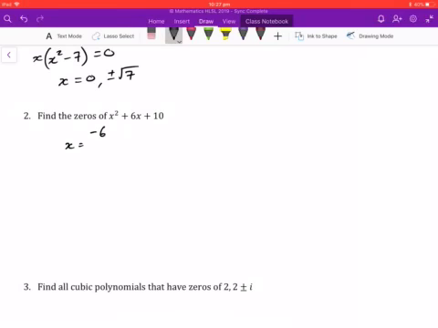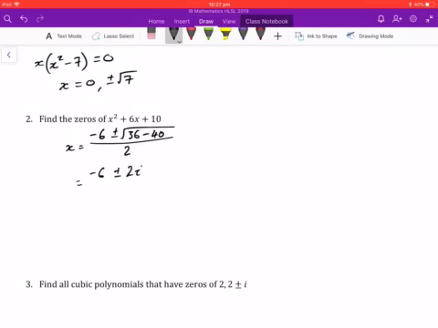x is equal to negative 6 plus or minus the square root of 36 minus 40, that's b squared minus 4ac, over 2a. So negative 6 plus or minus, that's going to be negative 4, so it's 2i, over 2, which is equal to minus 3 plus or minus i. So those are the zeros.